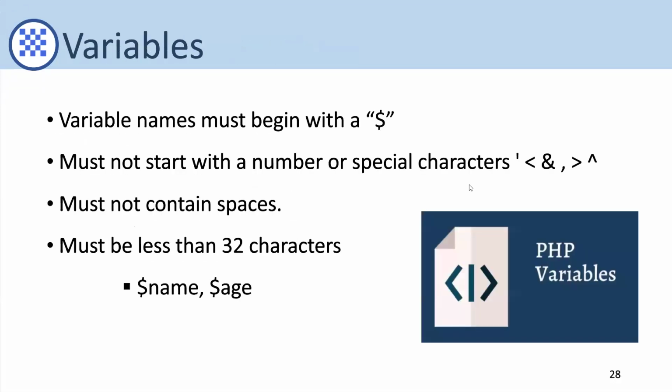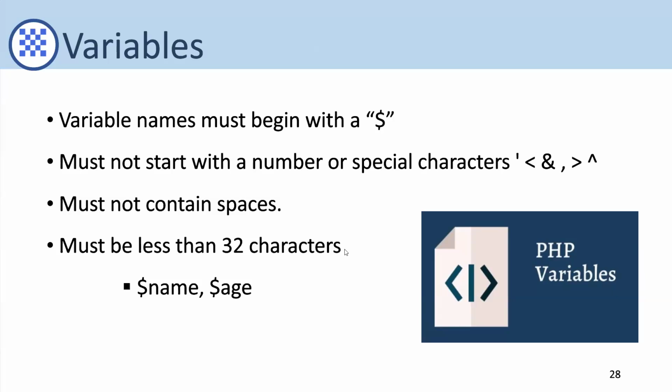Then we shall discuss how we create variables in PHP. In PHP, we need to start the variable name with a $ mark, right? And then we must not start it with any other special character or a number. We need to have the dollar mark, and then you can have some letters at the beginning. The variable name must not contain any spaces, and it shall be less than 32 characters.